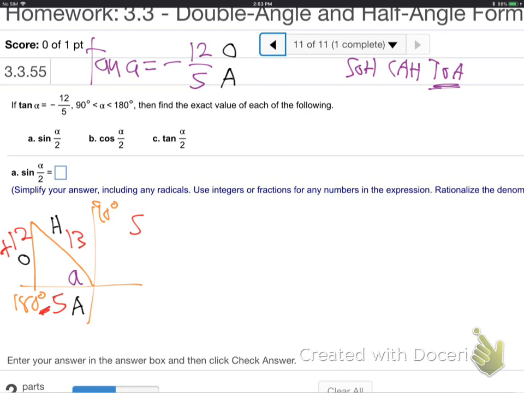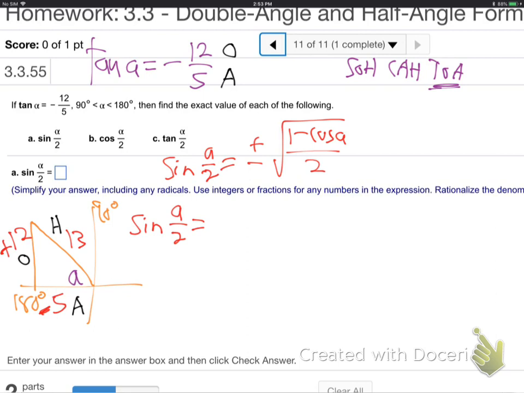First off, sine of A over 2. So we're going to use the formula for sine of A over 2, which is, in fact, let me just write it up here. Sine of A over 2 is plus or minus the square root of 1 minus the cosine of A, all over 2. It's going to be positive if no sign. We'll talk about it. Let's save the sign thing.